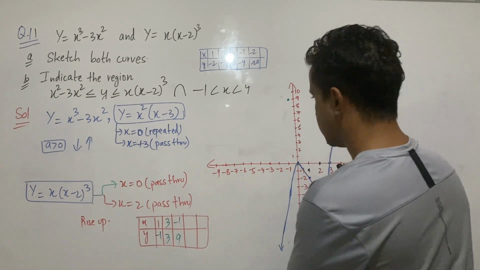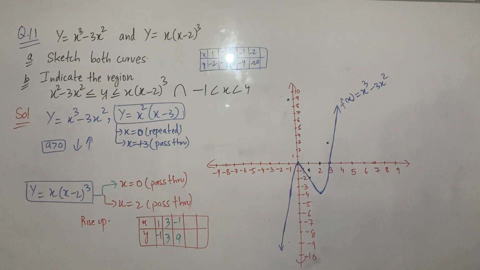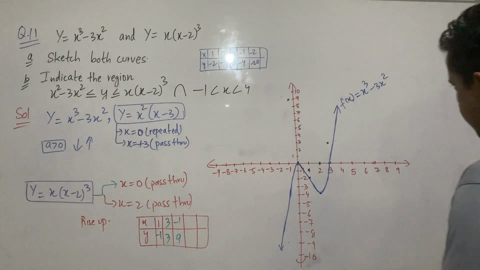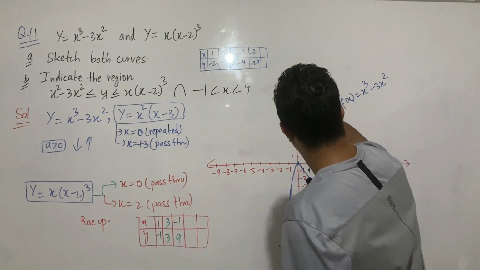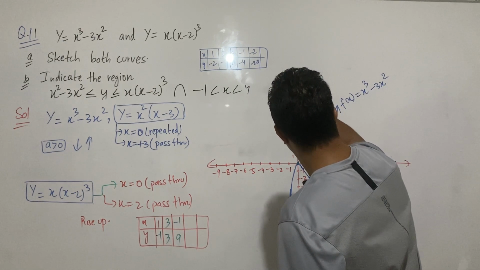for 0.5, let me see. Okay, so it's going to be something like this.